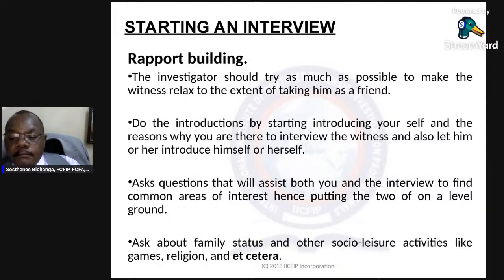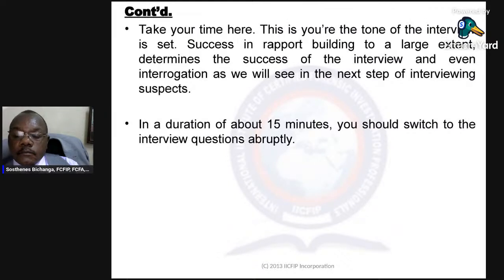Take your time. Take your time here. This is where the tone of the interview is set. During the rapport building, this is where you set the tone of the interview.